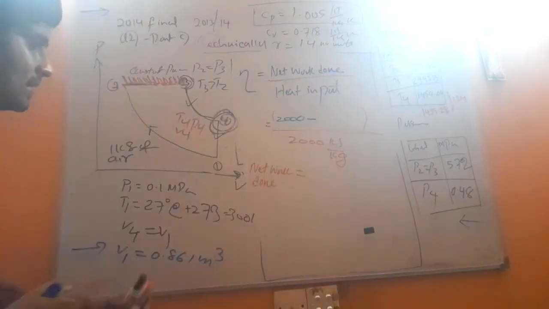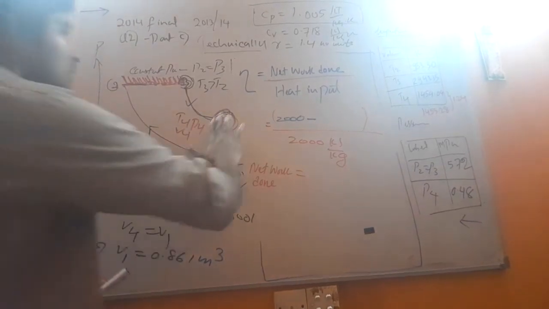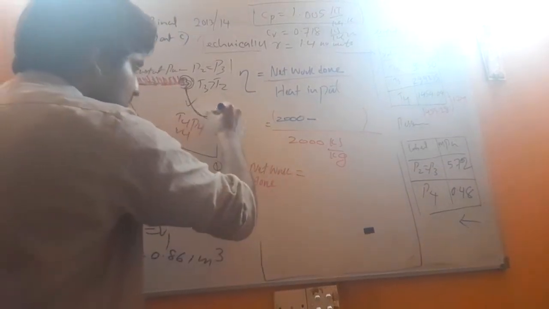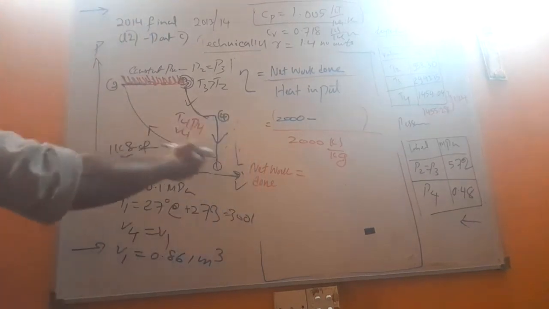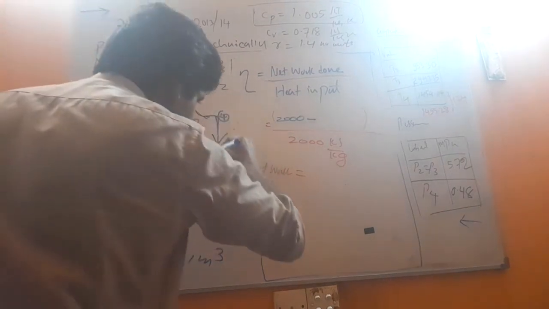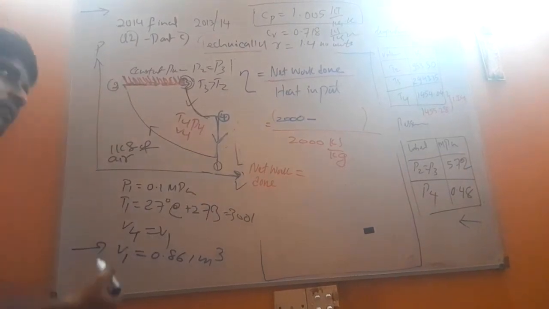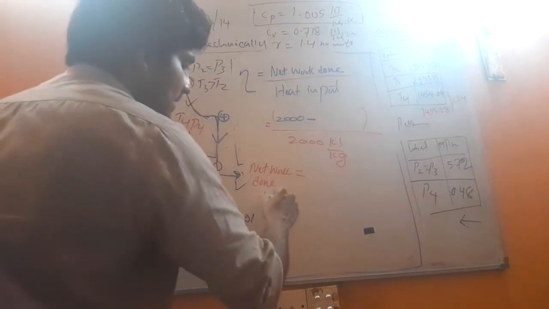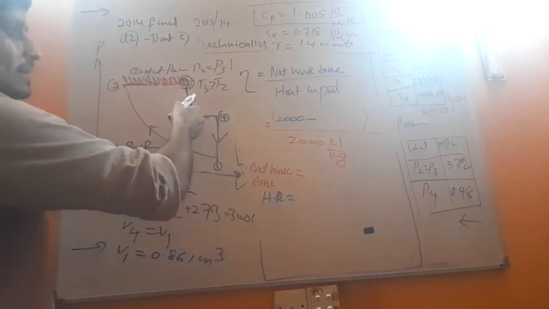So heat is rejected from the process 4 to 1. See, 4 to 1, right? So heat is rejected at constant volume. Very clearly see, process 4 to 1 is a constant volume process. So what is the heat rejected? Let's say HR, heat rejected. It is done at constant volume.